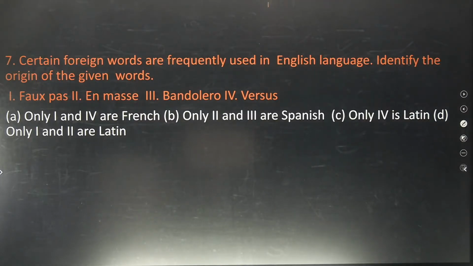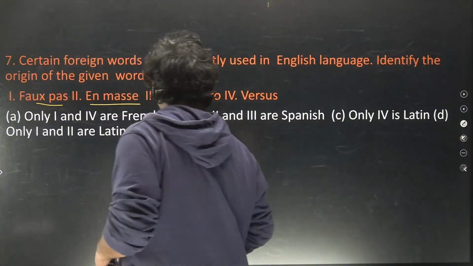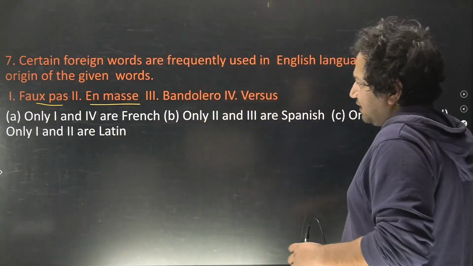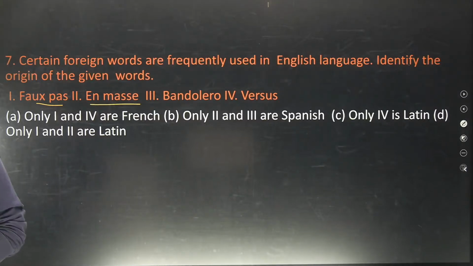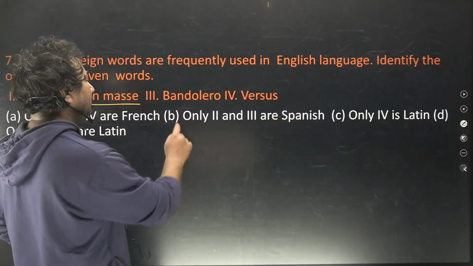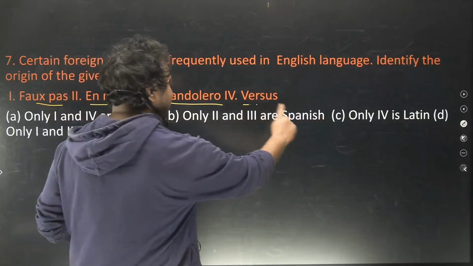Faux pas is basically something which is embarrassing. When you commit a mistake, you get embarrassed. That is faux pas. Okay? En masse is something when a lot of people gather together in large number. That is en masse. Bandolero. What is Bandolero? It's a movie also. Watch that movie. Bandolero is a person who is an outlaw, a bandit. Versus, all of you know that.